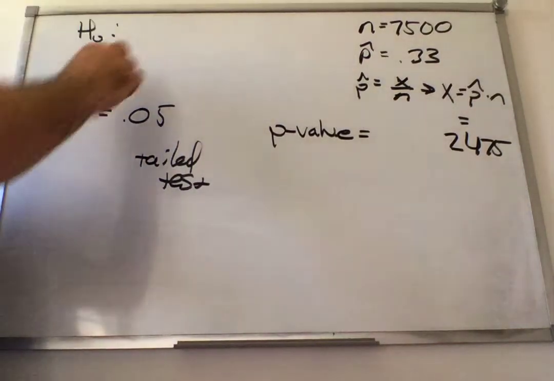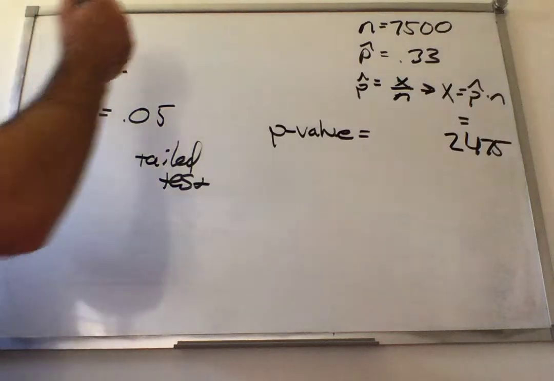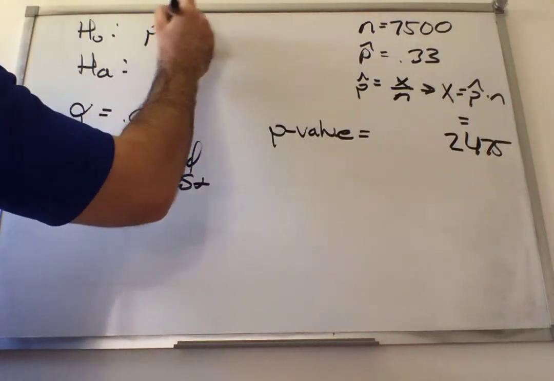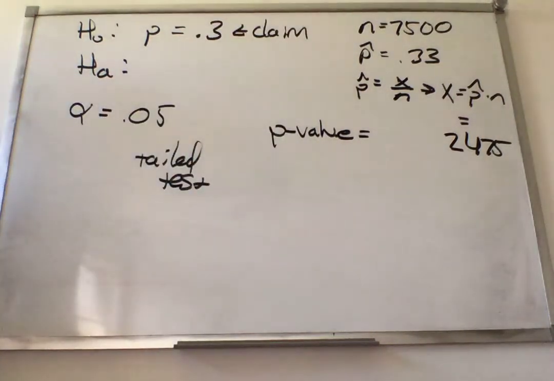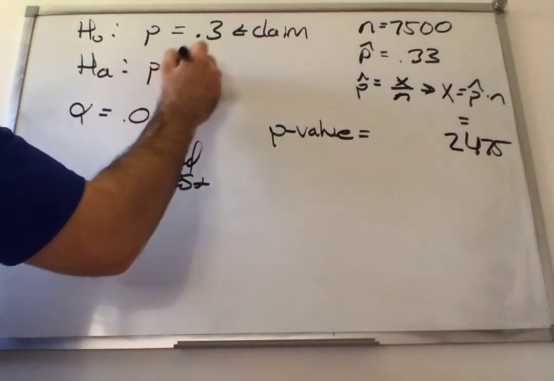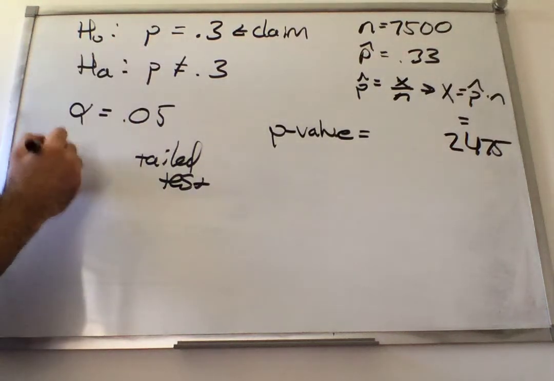We need our null, our alternative, and what kind of test we're doing. It tells us that in the past, the percentage that is paid by Medicare is 30%. It's not saying greater than, less than, at least, more than, anything like that. It told you it is 30%. So P is equal to 0.3, and that's what they're claiming. So the actual proportion P is not equal to 0.3. Here's our alternative hypothesis. So is it not equal? This is another two-tailed test.